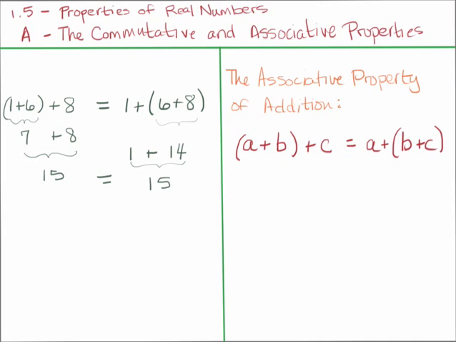They moved. Notice that here, the numbers don't move. The 1, the 6, and the 8 are in the same positions as they were before. But in this example, the 1 and the 6 are associated. They're grouped together. You could say they were hanging out together. On this side, however, it's the 6 and the 8 that are grouped together. They're associated. The associative property says that it doesn't matter which numbers you associate first and then add the result to a third number. If all three numbers are the same, you'll get the same result.